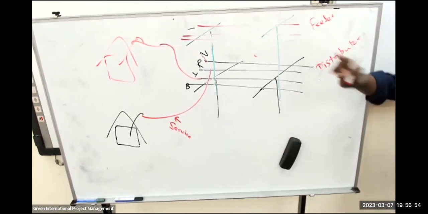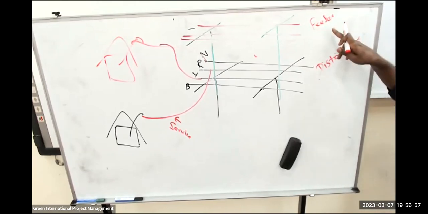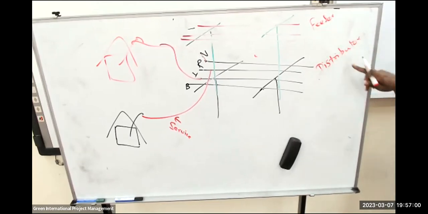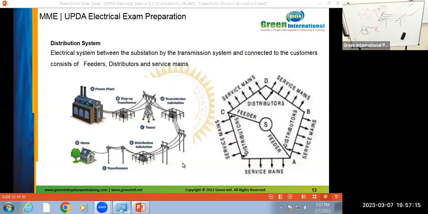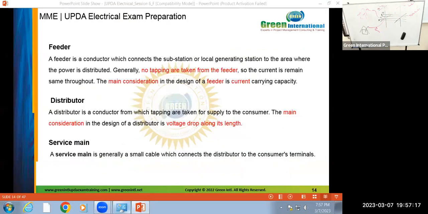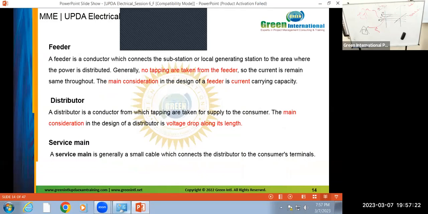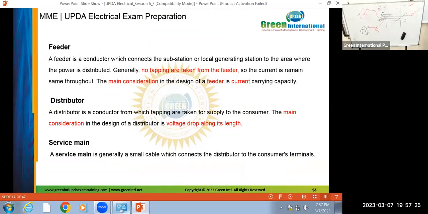And feeders, we don't have any tapping point. So the feeder is used to maintain constant current. The distributor is used to maintain constant voltage. Feeders have no tapping point. Distributors have a tapping point. Okay, we need to remember these terms: where we have a tapping, where we don't have a tapping.